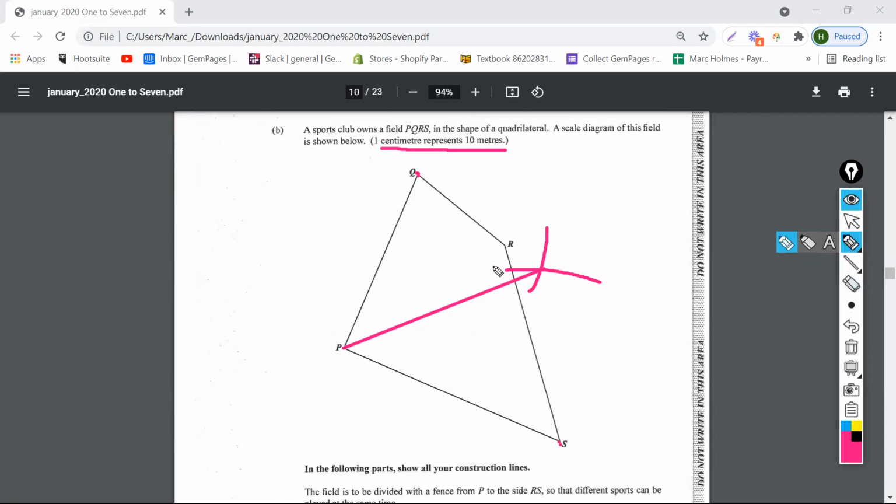Yeah, I bisected it, and I made the point in the middle here. I was just thinking to myself a while ago, what if you could have bisected here? But no, I think this is the better way to bisect it rather than this way. I don't think it would make sense to bisect it like that. I think it would make sense to bisect it horizontally, because it says the field is to be divided with a fence from P to the side RS. So P to the side RS. Yeah, so it definitely is the right side. So I'm right.